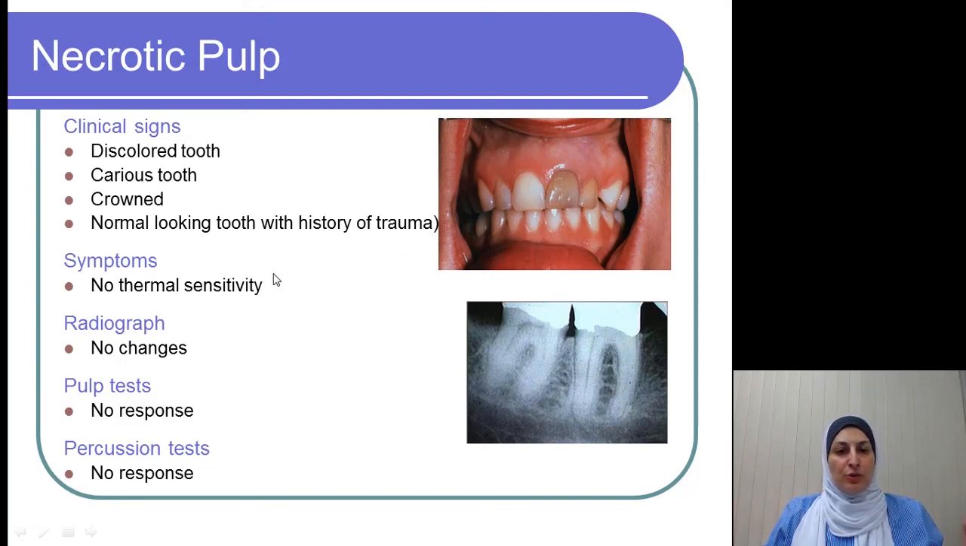So when there are no symptoms, no sensitivity, no changes in the radiograph, and when you do pulp testing, there is no response. This is the only case in which you can state the pulp is necrotic.